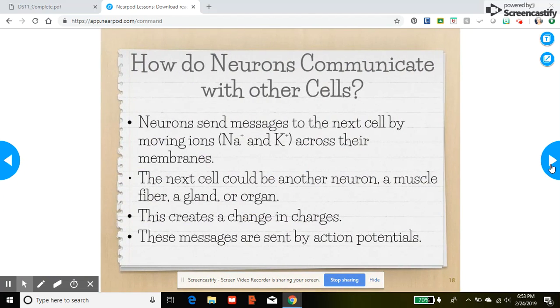So how do neurons communicate with other cells? We know about our sodium-potassium pump. We've already seen an example of this with that neuromuscular junction. Our neurons are going to send messages to the next cell by using potassium and sodium, moving those against their concentration gradients. Depending on what we're sending the signal to, another neuron or a muscle or whatever, the exchange of those ions is going to change the charge of those. And so what ends up happening is we create these electrical impulses.